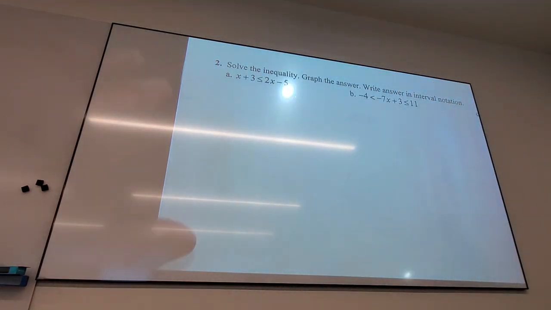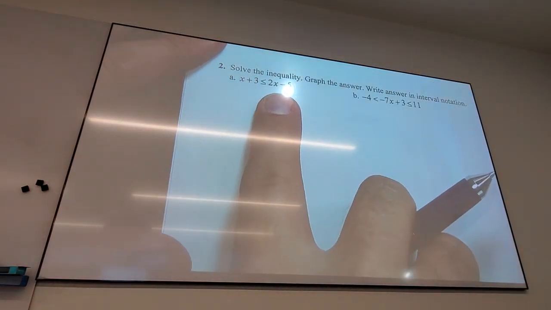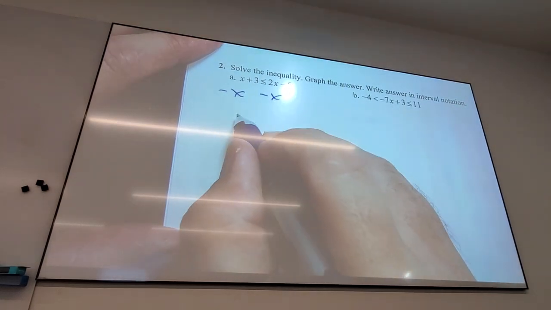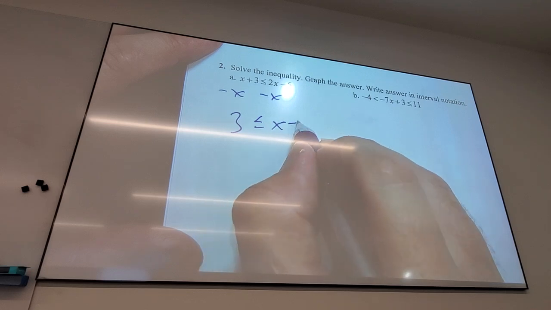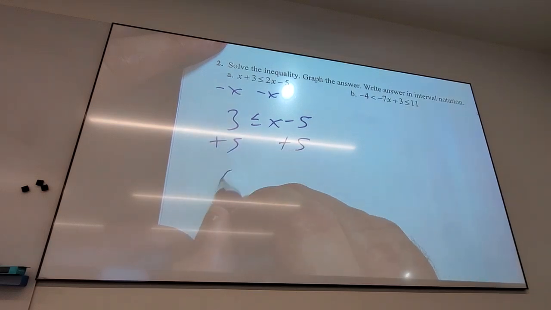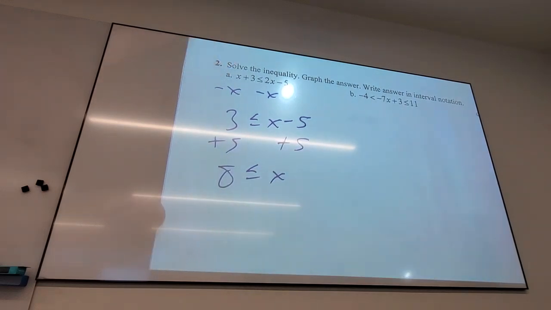So, can somebody tell me what first step you took here? Subtract x. Okay. Minus x, minus x. Yeah, add 5. Plus 5, plus 5. Now this is not the best way to have this written to graph it, because your brain focuses on the less than or equal to, but what's kind of wrong about the way that's written to be able to see what's really going on?